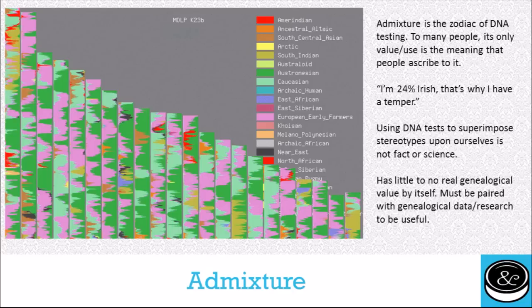And so it's very important that we don't use these admixture results to superimpose stereotypes or unproven conclusions upon ourselves, because that stuff is not fact and it's not science. As of right now, a DNA test cannot draw those conclusions for you. And because of that, these admixtures have little to no genealogical value by themselves at all. These are only as useful as you compare them together with other cousin matches that you have and your chromosome information as it relates to other people.